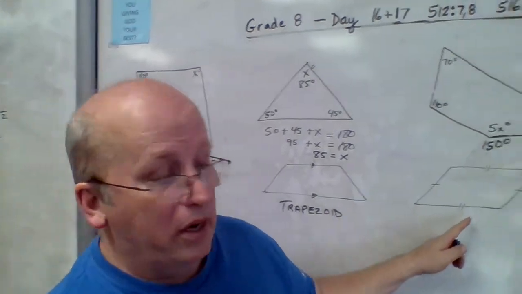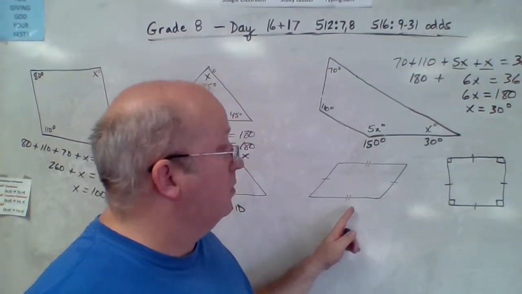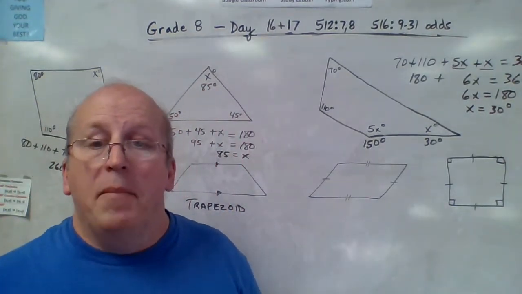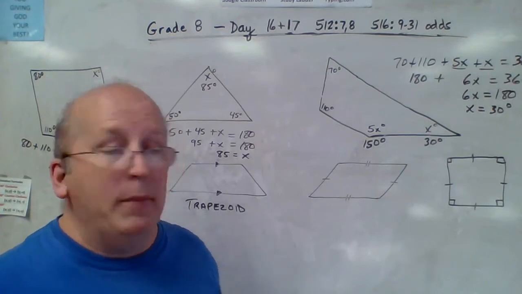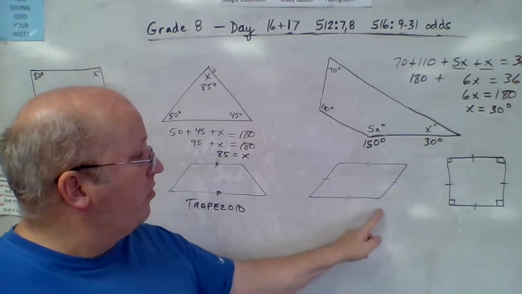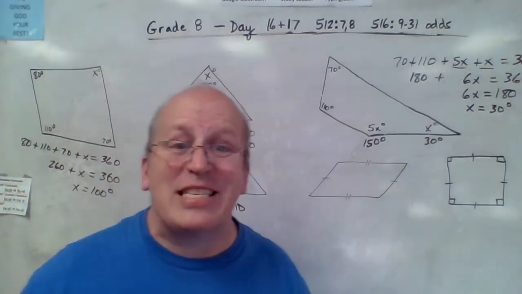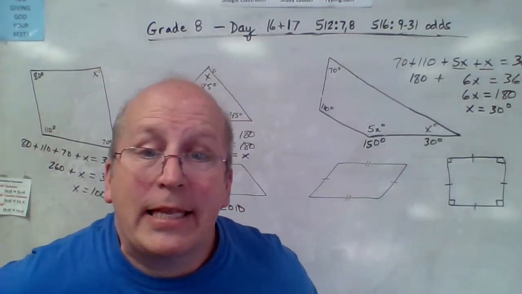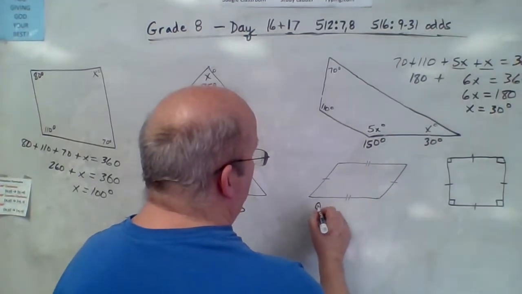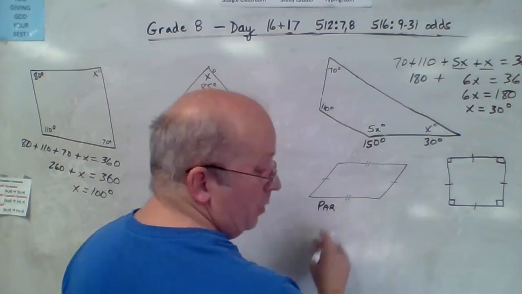Let's try this one right here. I can think of at least 2 names to call this one as well. This is a quadrilateral because it has 4 sides, but it's also a parallelogram because it has 2 sets of parallel sides. This side is parallel to this one, this side is parallel to this side, plus the opposite sides are equal in length. Which one would I call this one? I'd call it the most specific name. I'd call this one a parallelogram.